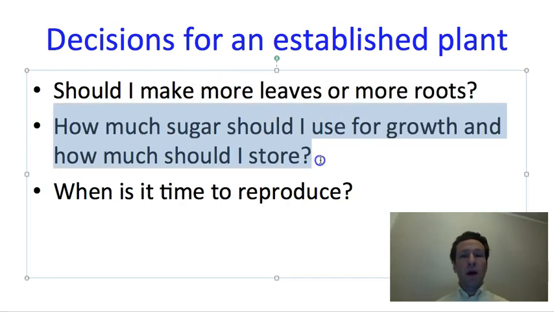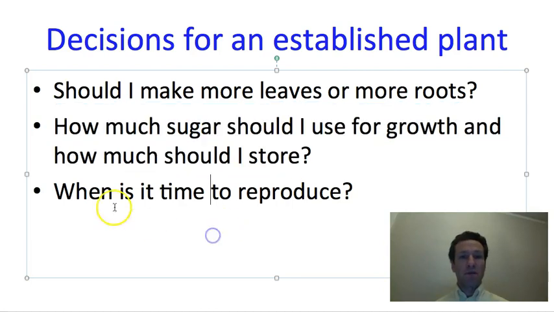Just like a human or another animal, plants also have to think about how much resources to save and how much to invest right now. So just as you might decide how much you need to keep in the bank for future use and how much you can spend now, a plant needs to decide how much of its sugar reserves should be spent now for growth and how much of those sugar reserves should be saved for some point in the future.